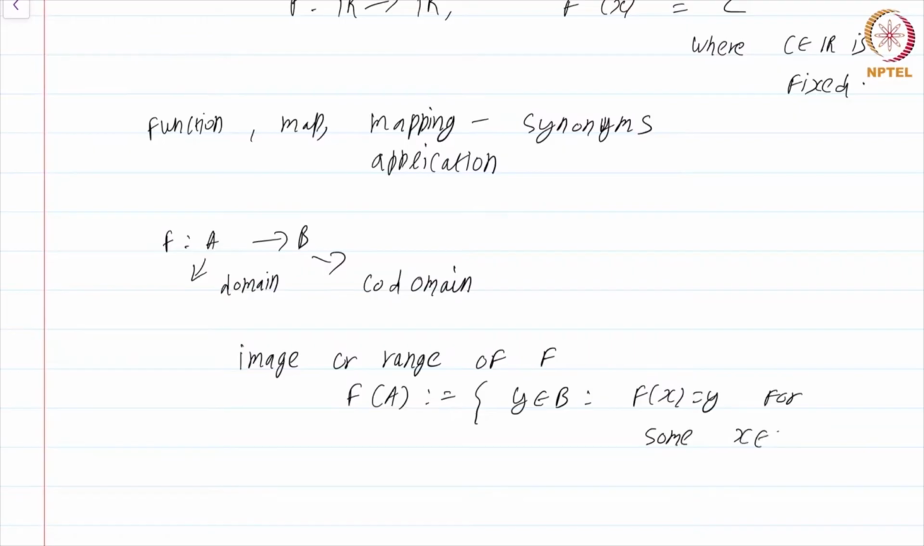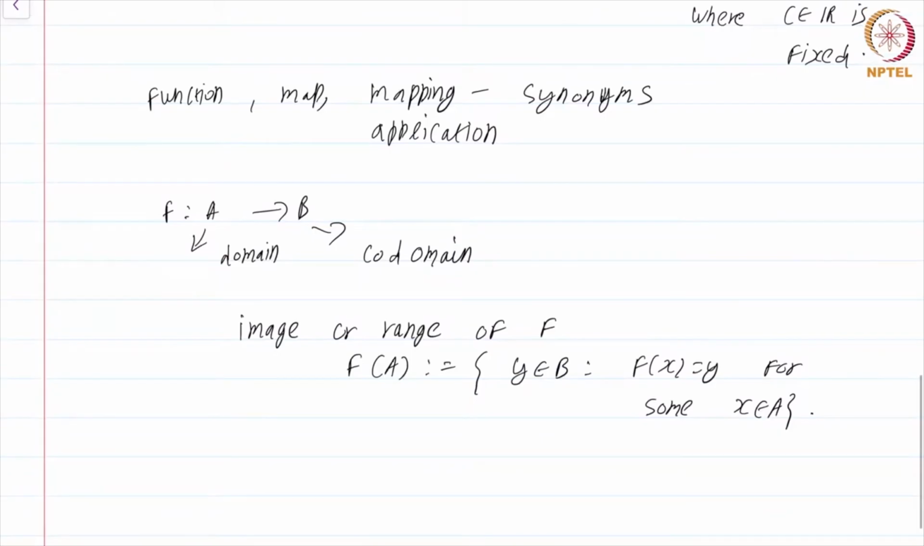Those elements of B that are mapped by f are said to be in the image or range of f. Note, range and codomain are not the same. The codomain of a function is the set on which the relation is defined, the set B in this definition A cross B, whereas the range is a subset of the codomain.